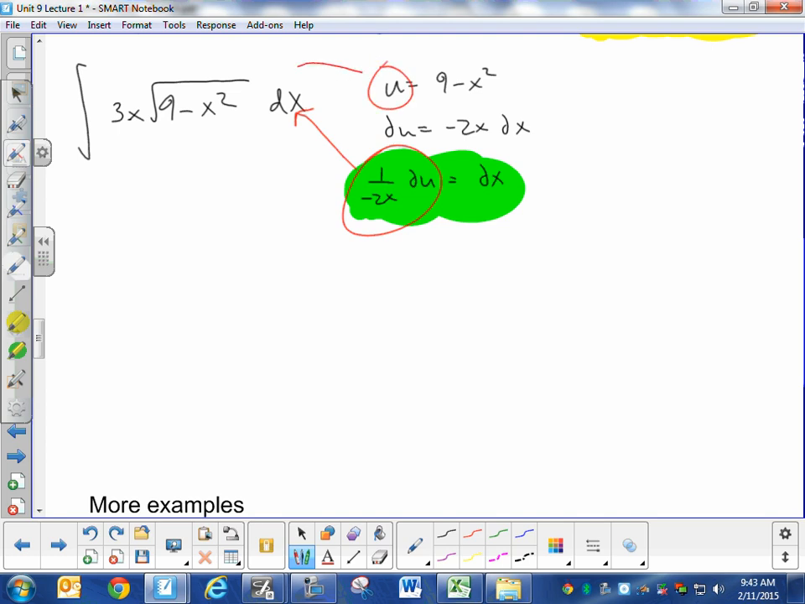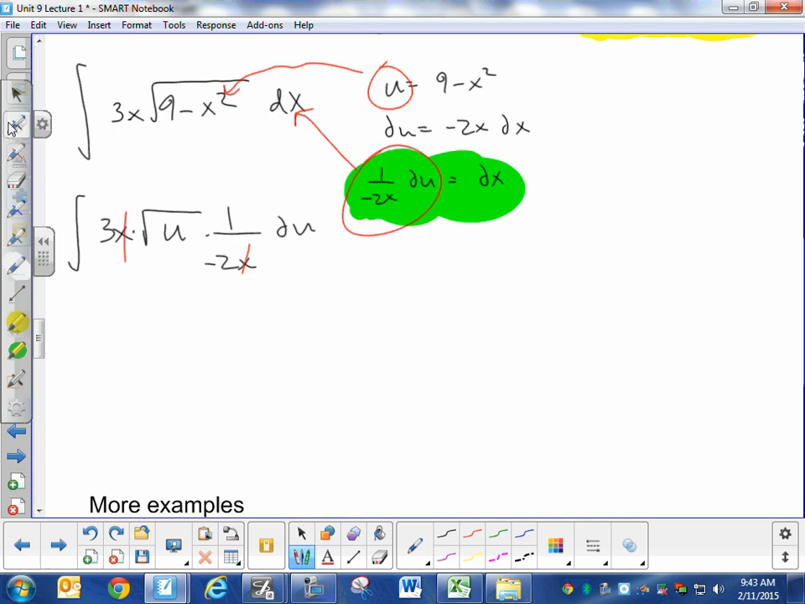This goes for dx. This goes for 9 minus x squared. Watch what happens. This is 3x root u. This is 1 over negative 2x du. Since this is all multiplication, I can multiply anything by anything. I can multiply the 3x by the 1 over negative 2x. Guess what? The x's will go away. We need this to happen, or else we either made a mistake or the problem is not set up for you to solve and find the antiderivative of using u-substitution.